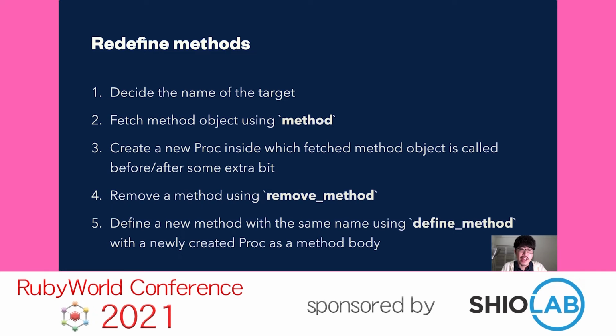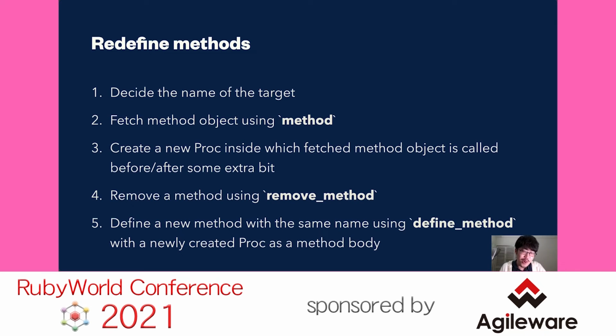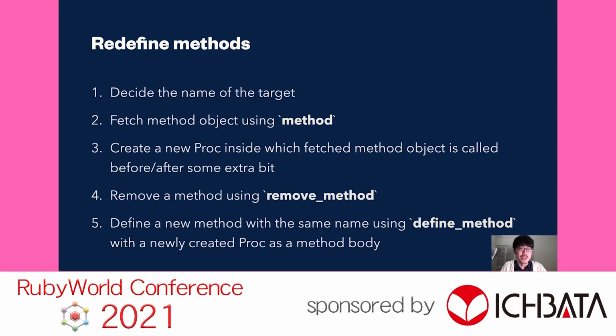After that, regarding the old method, we remove it once with remove_method so that no warning appears. Then we define a method of the same name with define_method. Under the same name, we pass the proc from number 3, which wraps the old method taken from the method object, and define it as the new main body. By doing so, it is possible to redefine any method. Any method can be redefined in this way.